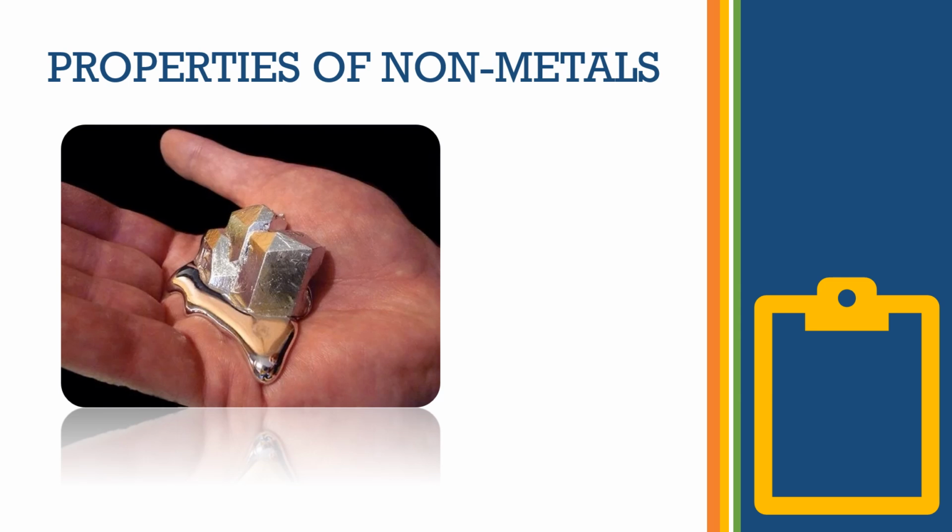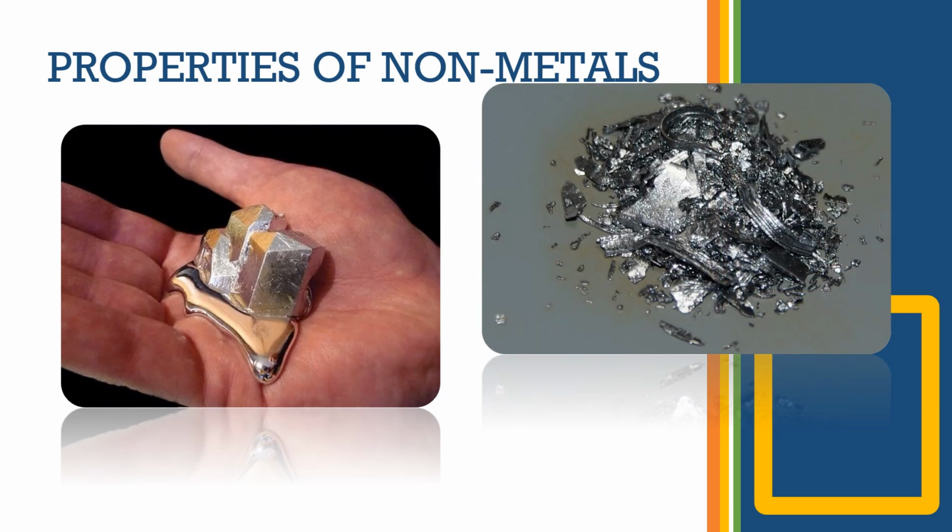We have one more example here. As we know, all the metals show the property of metallic luster, but this is the example of iodine, which shows metallic luster. Iodine is actually a non-metal, but it shows the metallic luster property, but it is not a metal, it is a non-metal.